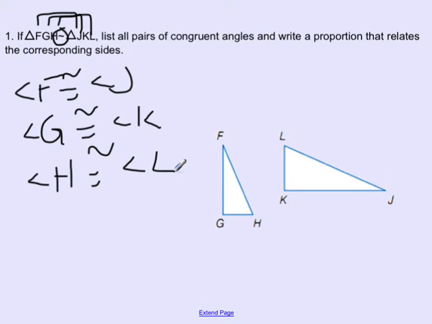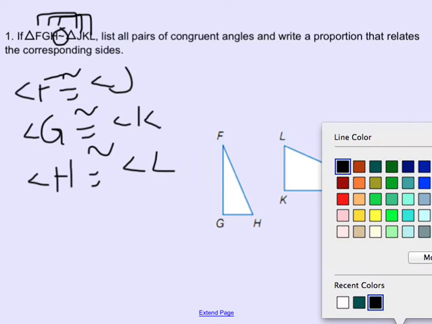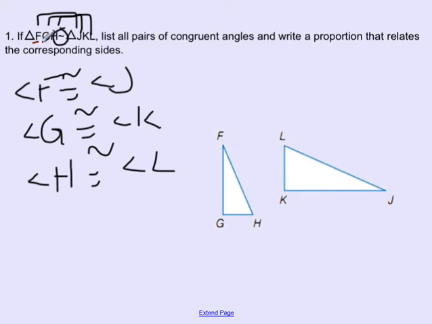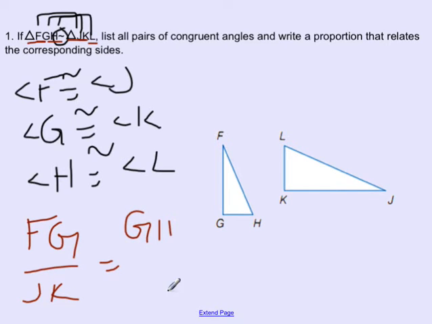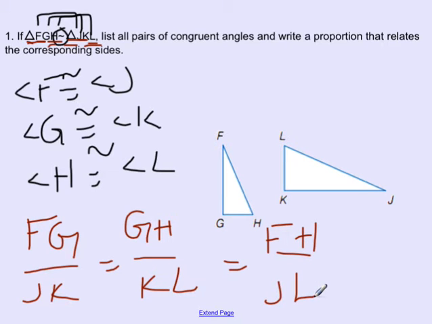Now let's write a proportion for our sides. To write our proportion, let's take a look at our letters. Well, FG needs to correspond to JK. So FG divided by JK, that fraction there, then GH needs to correspond to KL. So that ratio has to be equal. Lastly, FH, so the first and the last, needs to correspond with JL. Okay, so all of those fractions have to be proportional for those two triangles to be similar.